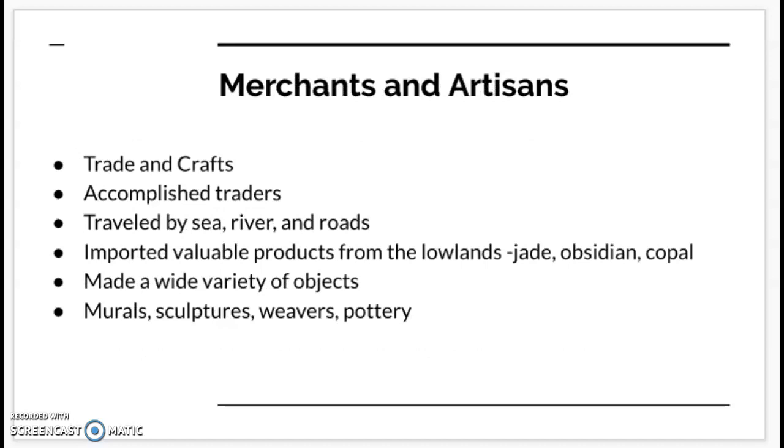Underneath the nobles and the priests were merchants and artisans. So these people were in charge of trading and crafts, getting the people all the goods that they needed. They were very accomplished traders.